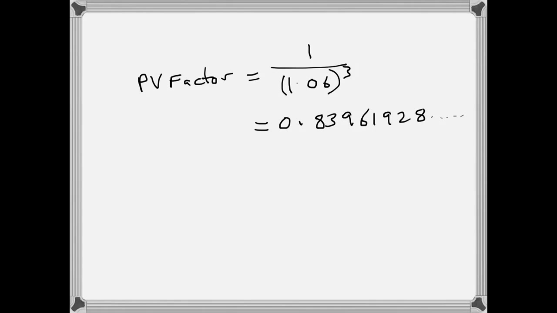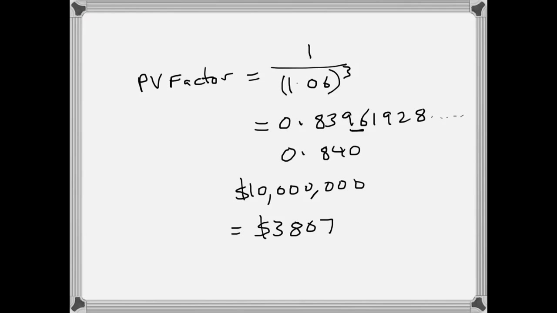Not much different to the 0.840 that we had, and you can see it's just being rounded up. But when you're talking that on a base of $10 million, that becomes quite a substantial difference, and it actually works out to be a difference of about $3,807. So it's simply caused by the rounding differences, and that's all it is.